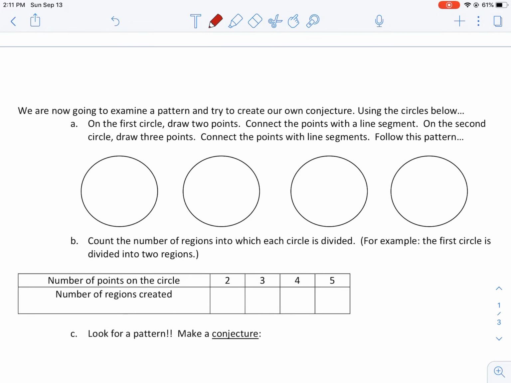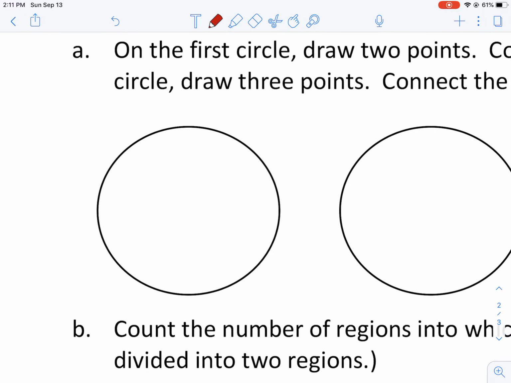So now we're going to look at a pattern, all right? We're going to try and make our own conjecture using the circles below. So it says on the first circle, draw 2 points, all right? Connect the points with a line segment. So we're going to go ahead and do that here. I want you guys to follow along and do this with me.